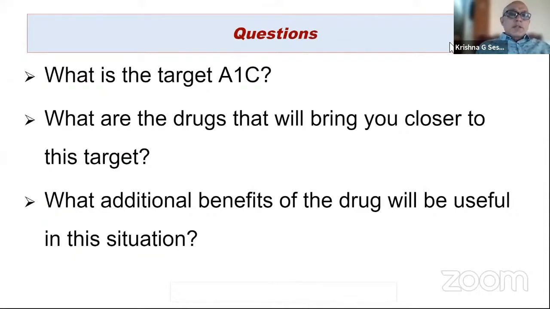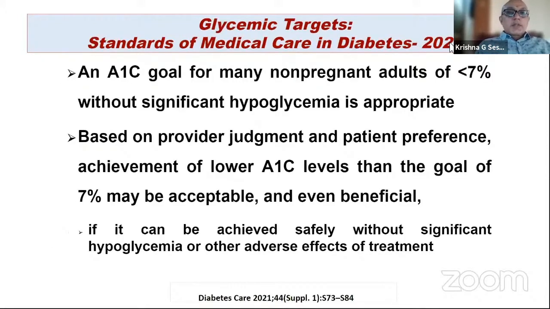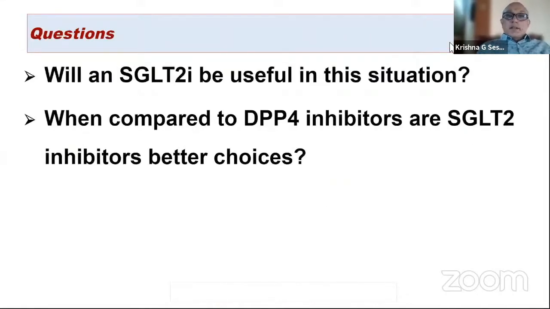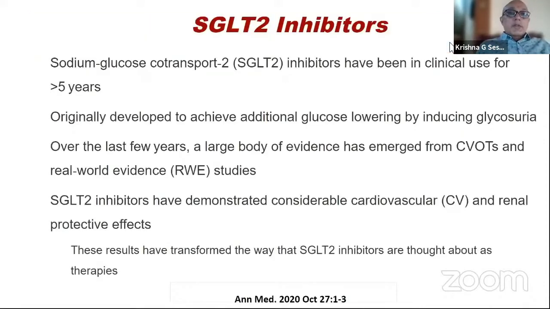So let's quickly go through the questions that we will ask. What is the target A1C? What are the drugs that will bring you close to the target? And are there any other additional benefits of the drug in this situation? Most of you who know this well know that the A1C for this patient who's had diabetes for a while, a good way is to look at 7%. Is an SGLT2 inhibitor useful in this situation? When compared to DPP4 inhibitors, what are the better choices?